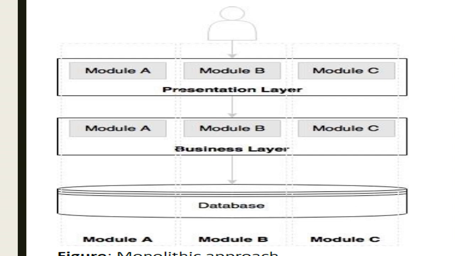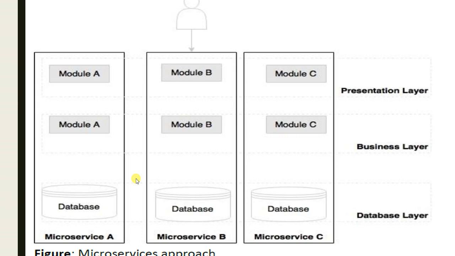There are many advantages of microservices over the monolithic application. This is one. So we will see the microservice approach. The same service we can develop like this: microservice A, microservice B, microservice C. Each service contains a presentation layer, business layer, and database layer, and module-wise. Like that, we can split that complete complex application into small microservices. This is one example.